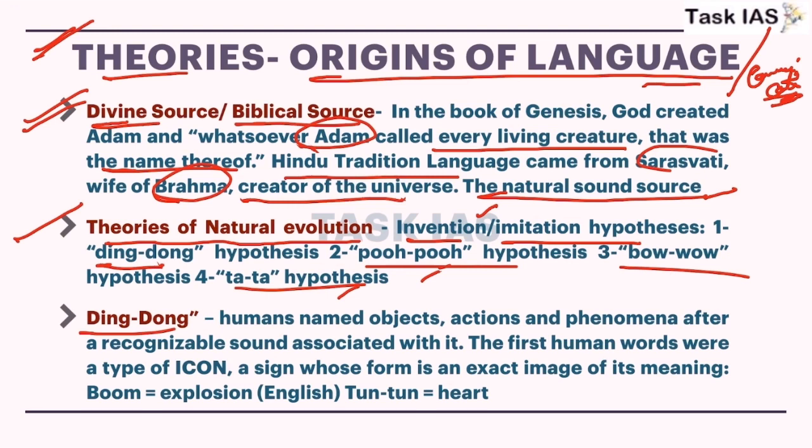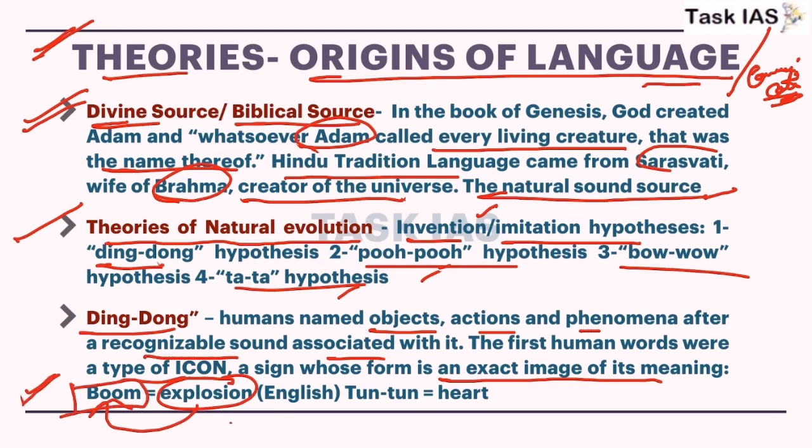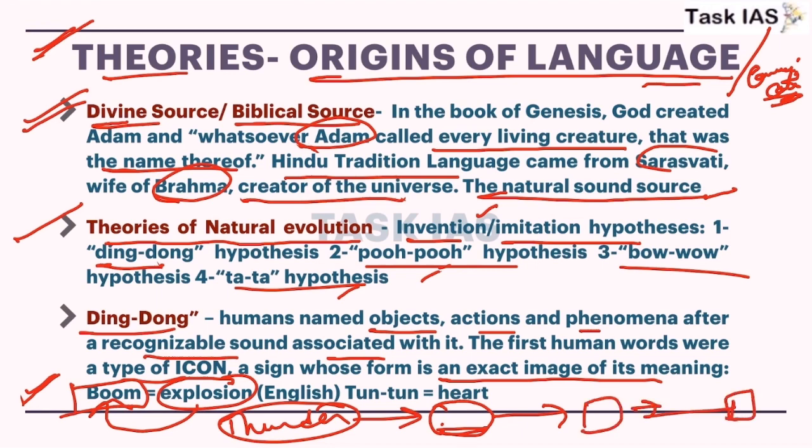According to it, humans named objects, actions and phenomena after a recognizable sound associated with them. For example, the first human words were a type of icon, a sign whose form is an exact image of its meaning. For example, when there was an explosion, the sound was produced as boom. You can connect this with thunder. So there is some sound produced, and according to that sound which people have heard, they will create similar sounds, and that will produce communication.